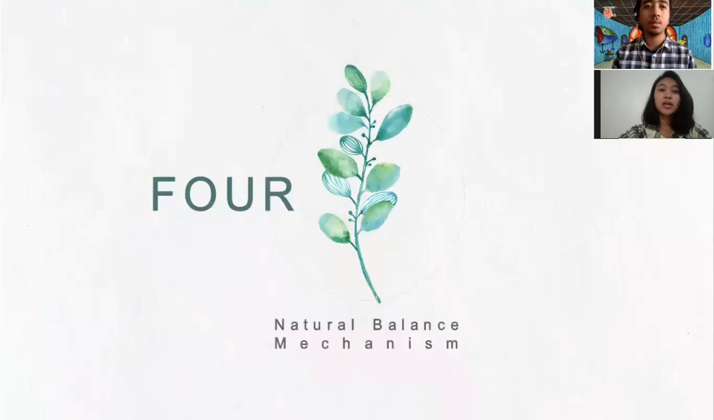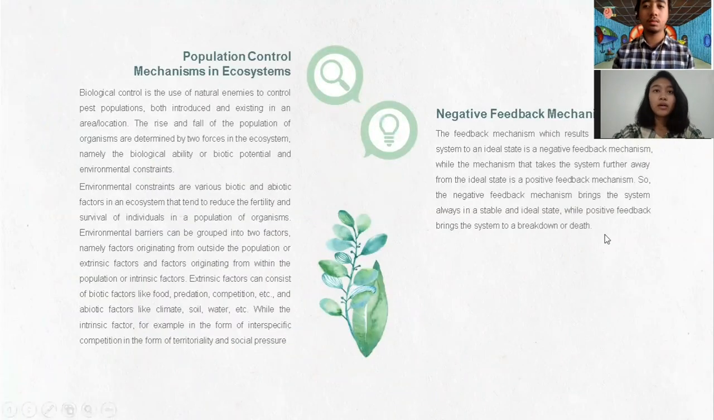The last topic is natural balance mechanism. First is population control mechanism in ecosystem. Biological control is the use of natural enemies to control pest populations, both introduced and existing in an area or location. The rise and fall of the population of organisms are determined by two forces in the ecosystem, namely the biological ability or biotic potential and environmental constraints.